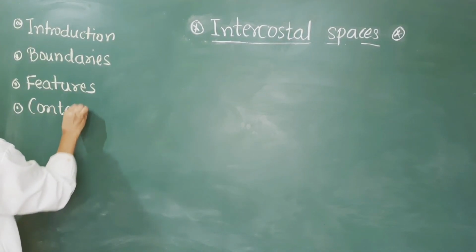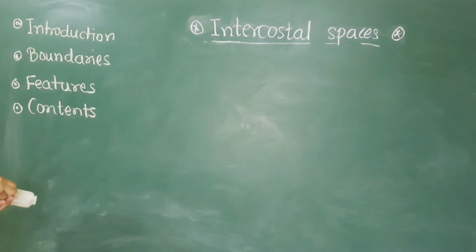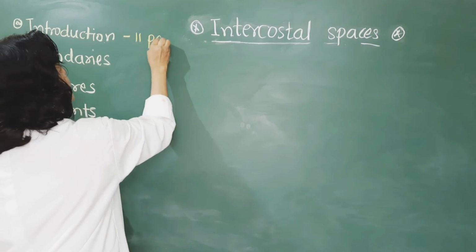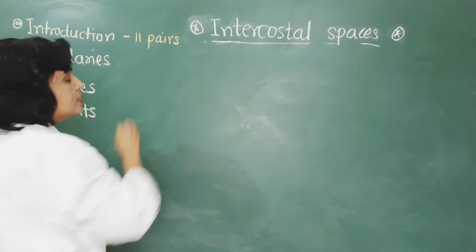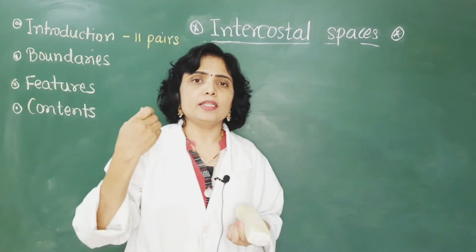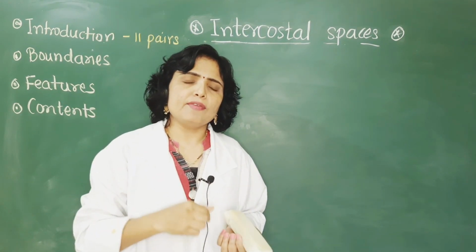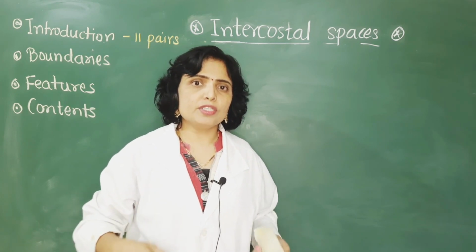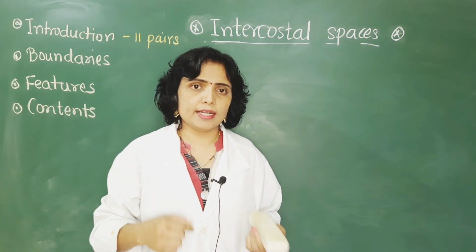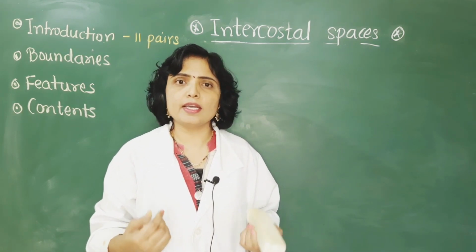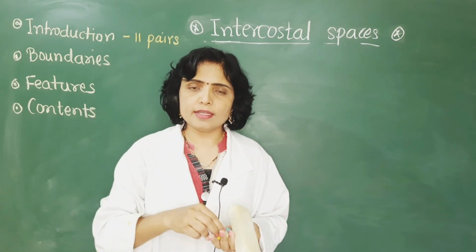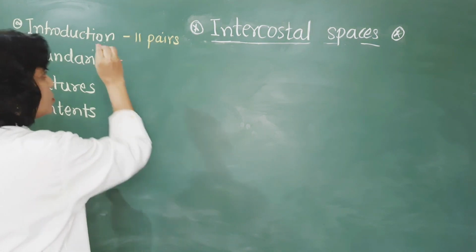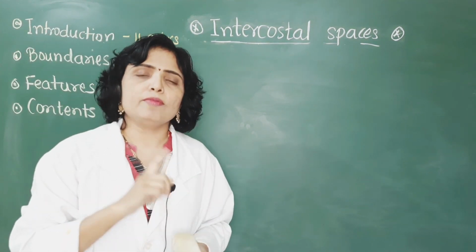Now for the introduction, as you know, these are the 11 pairs of intercostal spaces situated between the 12 pairs of ribs. As the 11th and 12th pairs of ribs are floating ribs, the last two intercostal spaces, that is the 10th and 11th intercostal spaces, are open anteriorly. That is what we will be writing in the introduction. Then coming to the boundaries, I have prepared one model.